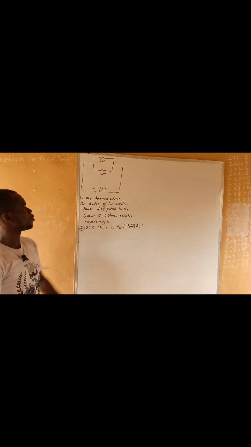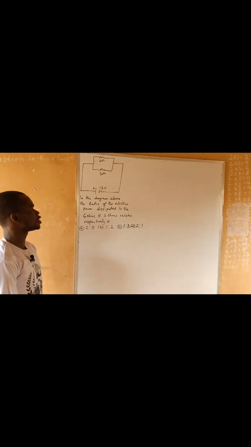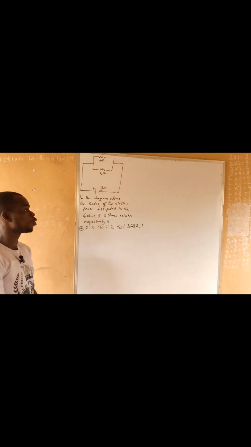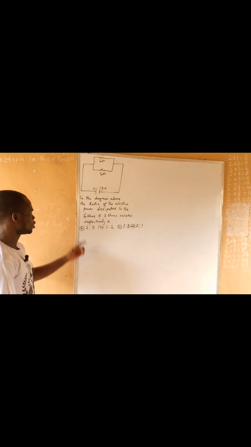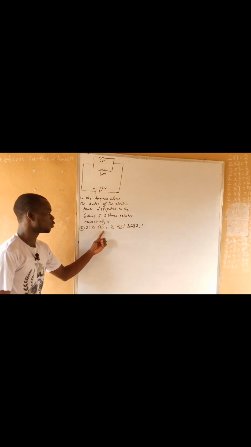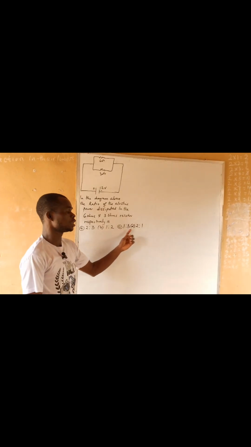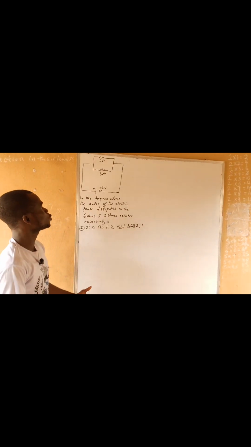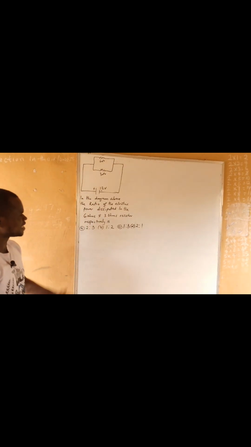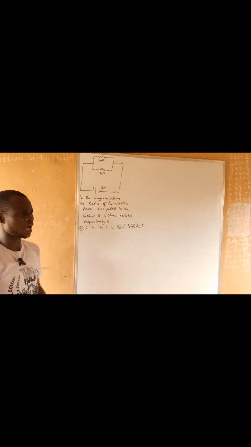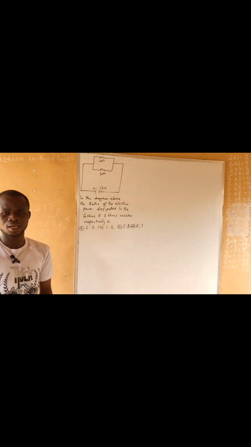In the diagram above, the ratio of the electric power dissipated in the 6 ohms and 3 ohms resistor respectively is. We have the following options. Option A, 2:3, B, 1:2, C, 1:3, and D, 2:1. Now, how do we solve this kind of question? This is a JAMB question or any other external or internal exam.